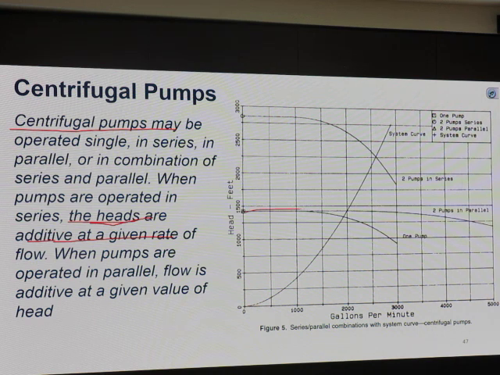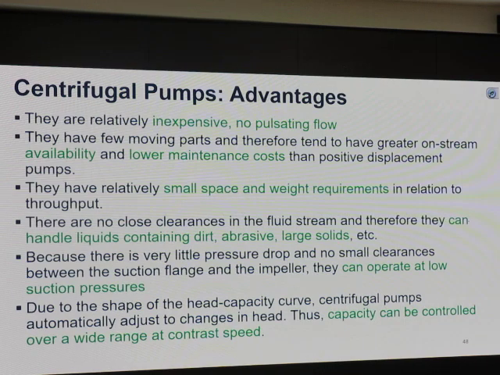So with one pump, and then two pumps in series, we have more head. This means it can withstand more pressure. This is not the system curve, this is the pump curve. So when we put two pumps in series, the pump can withstand more restriction in the pipe. If we want more flow rate, we put them in parallel. That helps with the flow rate.